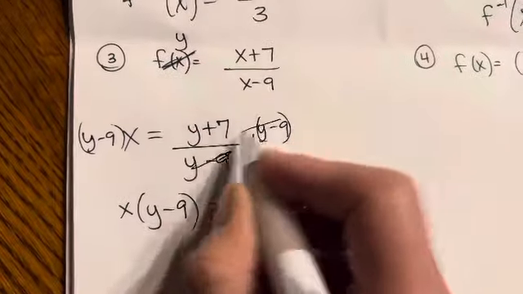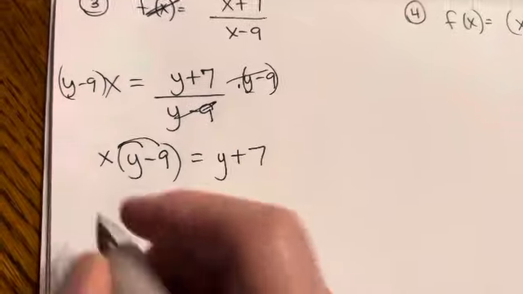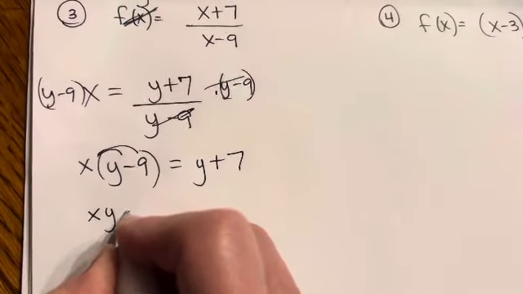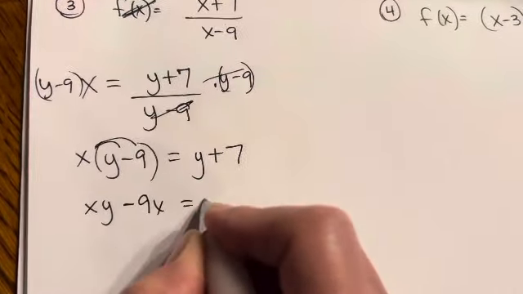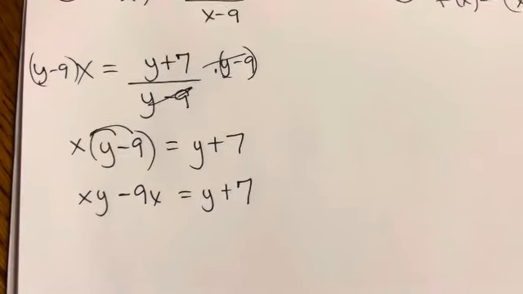And so these canceled. That's what I did. I just didn't show that, okay? Then I like to go ahead and distribute. So that gives me xy minus 9x equals y plus 7. Now remember, your goal is to get y by itself.